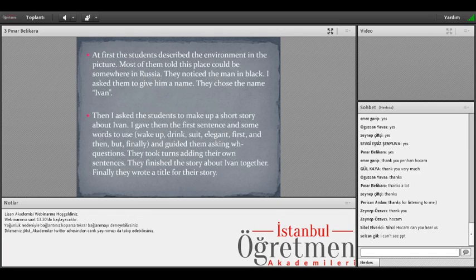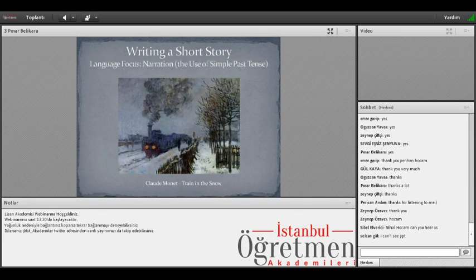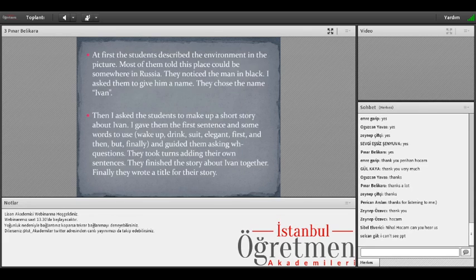So we imagined it's Russia really, and they noticed that man, that person in black. So we gave him a name, and they said Ivan. It's a stereotypical Russian name. And then we tried to make up a story about that man, Ivan. It was a guided writing, so I gave them the first sentence and some words to use to help them set this story.